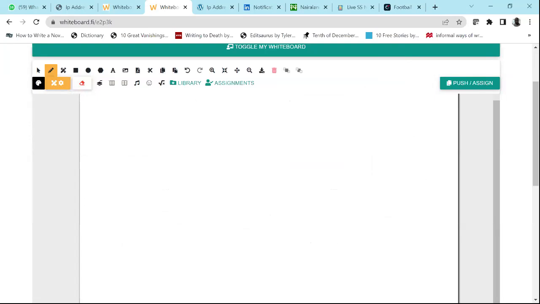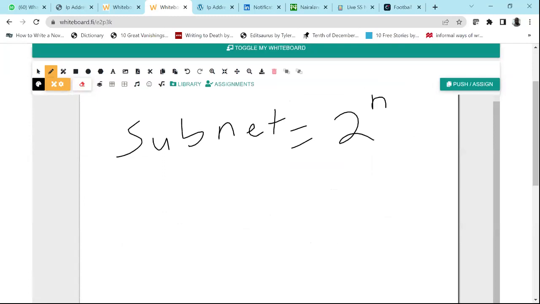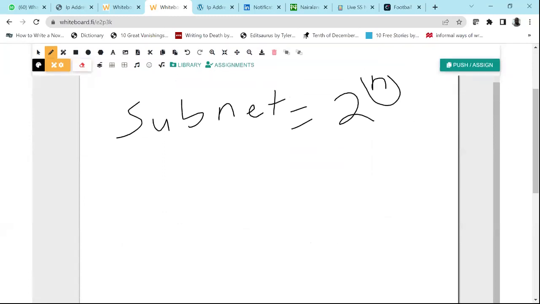Okay. So another formula you need to know is subnets equals 2 raised to the power n. This n here will tell you how many ones you need to borrow.